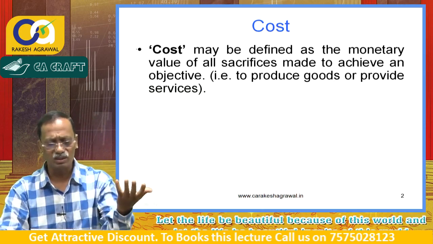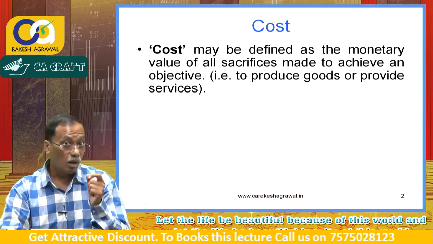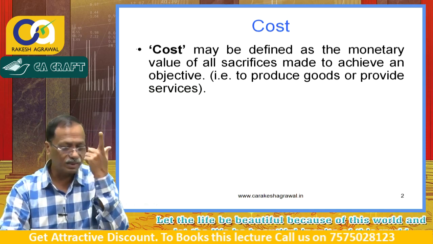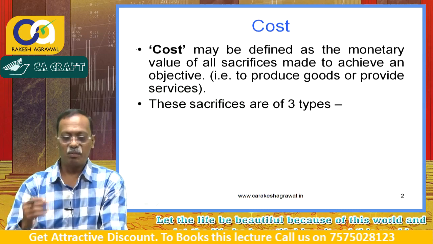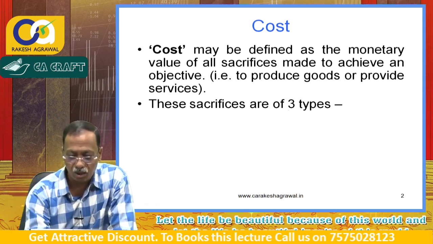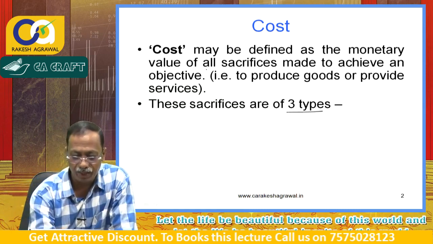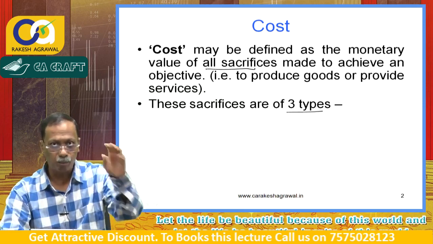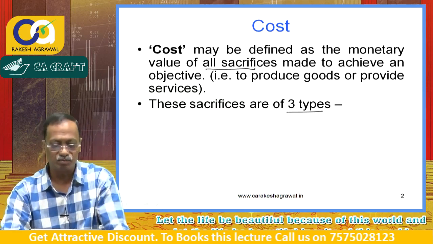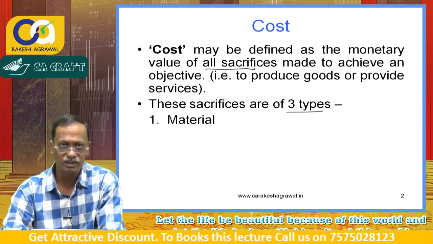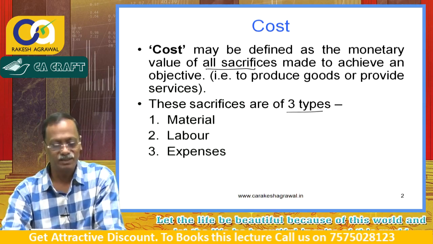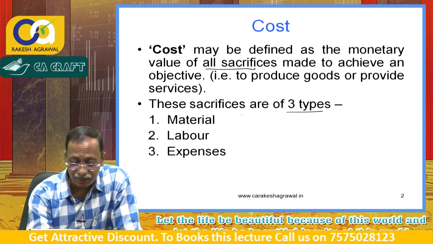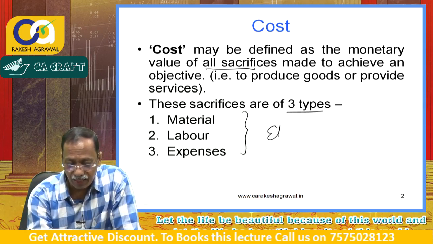You can define cost in various other ways also. Now the problem is the word sacrifice. What are these sacrifices? From the exam point of view, the sacrifices are of three types. We have to make three sacrifices, which are popularly called the three elements of cost. And these three sacrifices are material cost, labor cost and expenses.